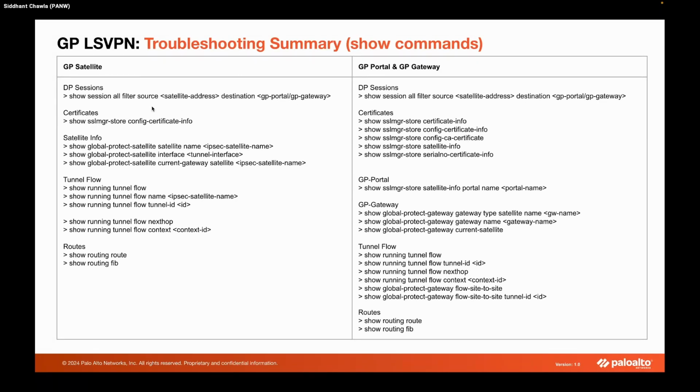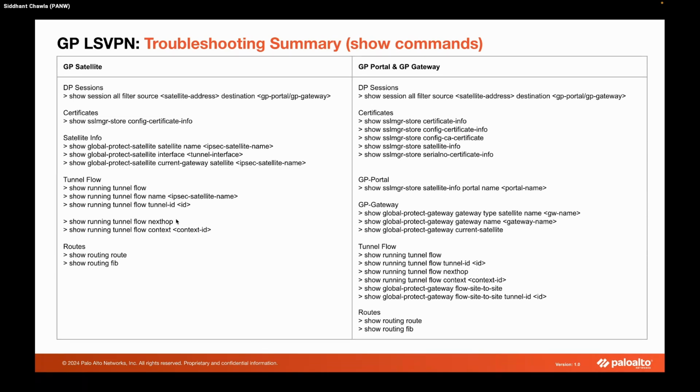For certificates, you can run the command show ssl-mgr store config-certificate info. For satellite info, use these commands: show globalprotect satellite name. We ran this command, if you remember. Show globalprotect satellite interface and the tunnel interface, and show globalprotect satellite current-gateway satellite and the IPsec satellite name.